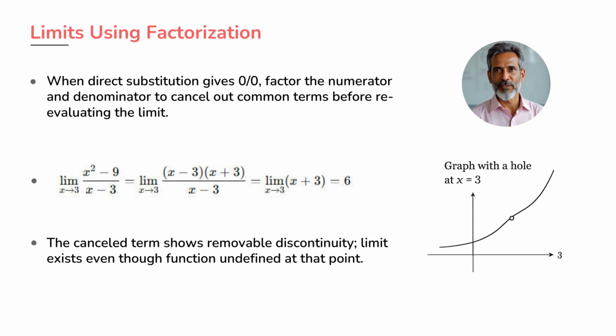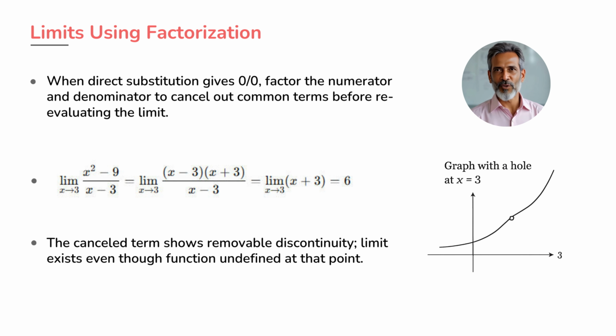Cancel the x minus 3 terms, and the expression reduces to the limit as x approaches 3 of x plus 3. Substituting x equals 3, we get 3 plus 3, which is 6. Now, the interesting part. Even though the function is undefined exactly at x equals 3 because of division by 0, the limit exists and equals 6.